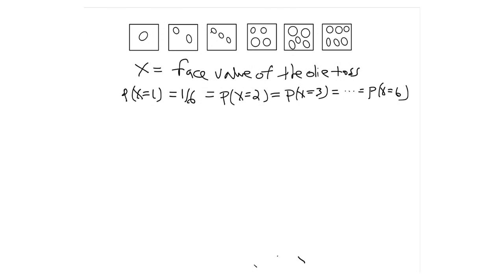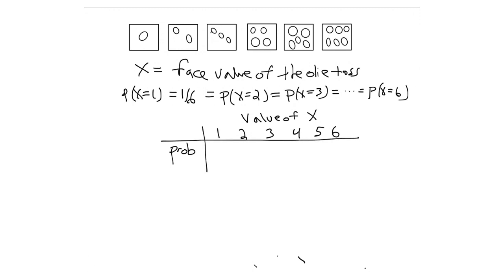And we can put these values in a table. So here we have the value of the random variable x, and there's 6 values, 1, 2, 3, 4, 5, and 6, and the probability here, and each has probability 1 out of 6. So now we can ask, what is the expected value or average value of x?